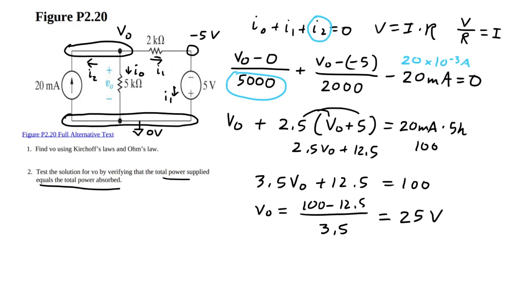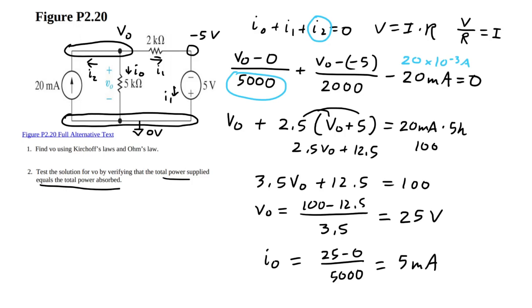All right, so to find I out, just going to do 25 minus 0 over 5,000. And I believe that's like 5 milliamps. Let's see, 25 divided by 5,000. Yeah, that's 5 milliamps.